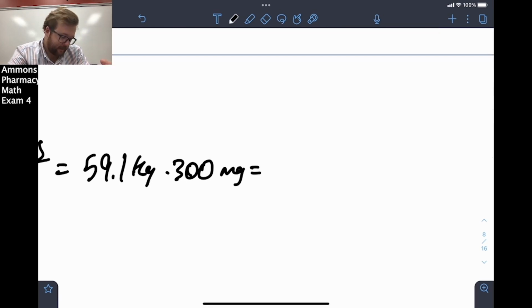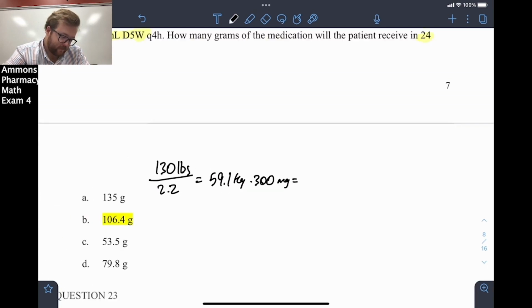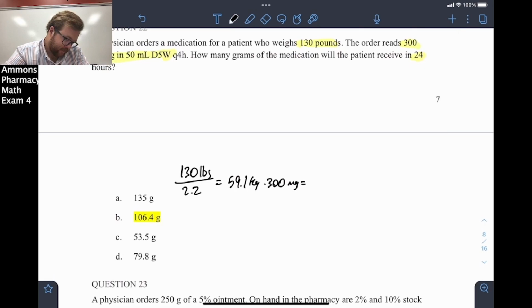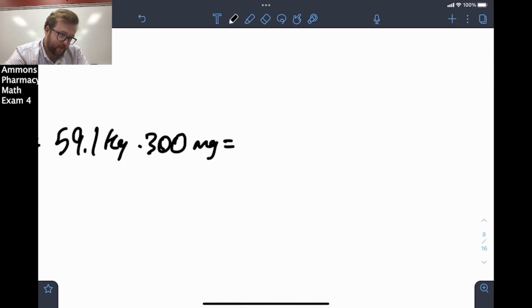He weighs 59.1 kilos. So that was a huge number. Okay, I'll go with it.